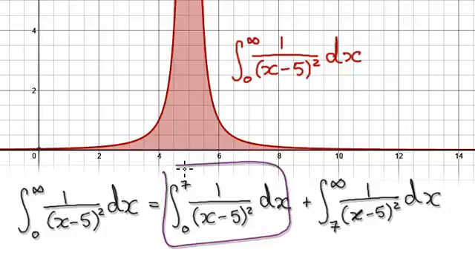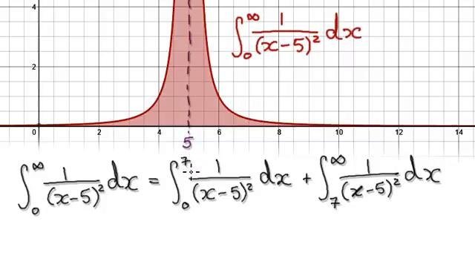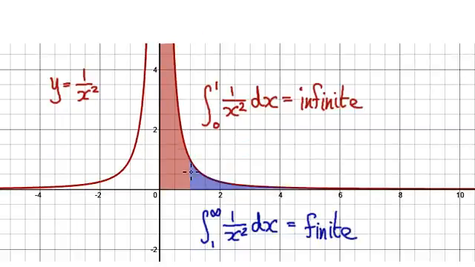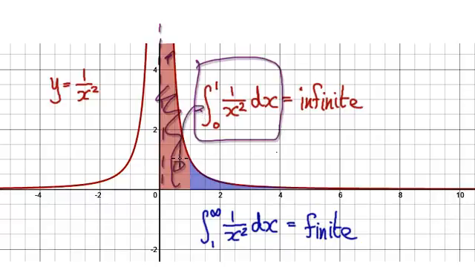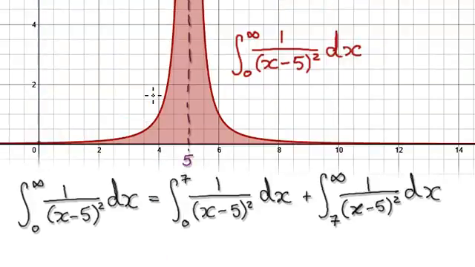And then if you look at this here, if we split this up, there's an asymptote here at 5. So let's go back down here. Here we've got an asymptote at 0. So you know that this area here is going to diverge. It's going to be infinite. It will just get bigger and bigger and bigger.